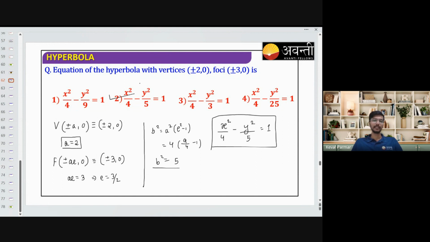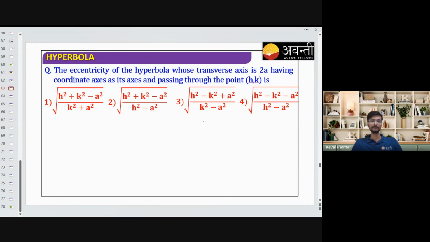I'll wait for some time so that you can also read the question and then we'll proceed. Okay, guys? Come on, let's see. The eccentricity of the hyperbola whose transverse axis is 2a and having the coordinate axis passing through the point. Okay, so basically, they have not directly given.